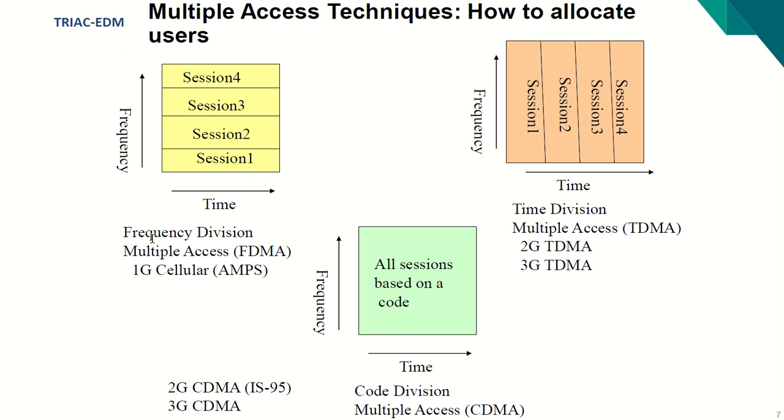So the frequency division multiple access is to use the time. When the time is ongoing, the users are put into a different frequency band. For example, user 1 into session 1, user 2 into session 2, user 3 into session 3, and so on and so forth. So each user is put in different frequencies. That's called frequency division.